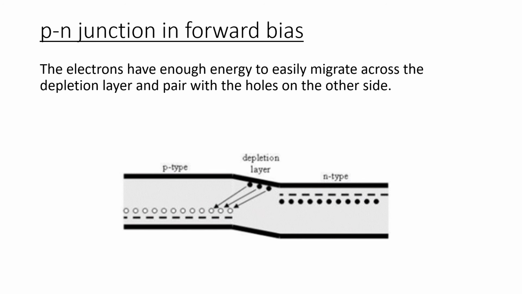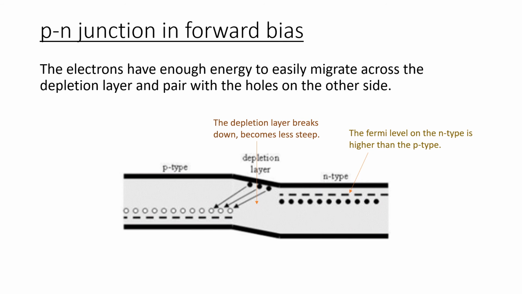Looking at this in terms of band theory with the p-n junction connected to the battery correctly, you can see that there's actually a breakdown of the depletion layer here. The depletion layer is actually less steep. You can also see that the Fermi level of the n-type is much higher than the p-type. So essentially the electrons have enough energy to easily migrate across the depletion layer and pair with holes on the other side.